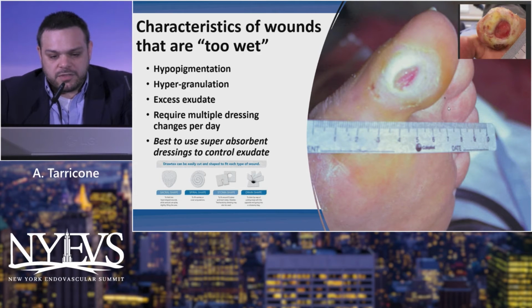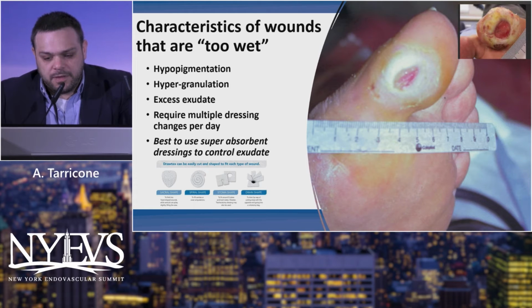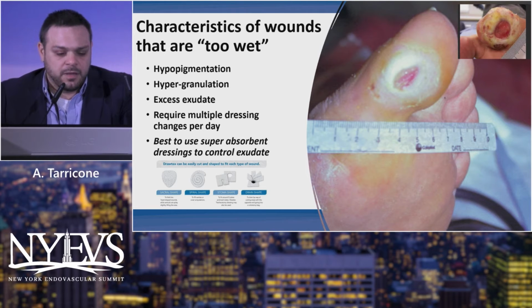So what are the characteristics of a wound that's too wet? Hypopigmentation, hypergranulation tissue, excess exudate, you're changing the dressing multiple times per day. And again, we kind of talked about the superabsorbents, dressings to kind of mitigate that.